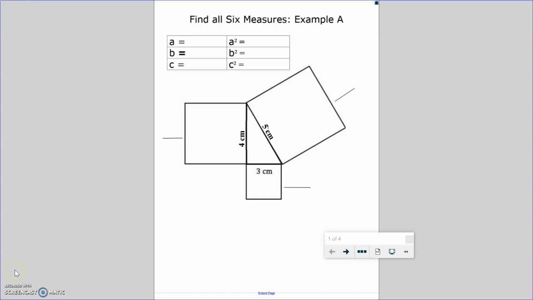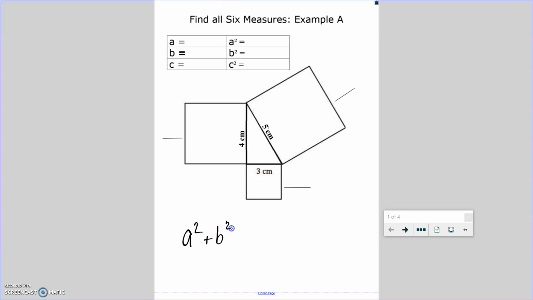So today we are going to be learning about the Pythagorean theorem. Our equation for the Pythagorean theorem is a squared plus b squared is equal to c squared, right? The Pythagorean theorem involves right triangles, okay? So if you can figure out the Pythagorean theorem, you can tell that the triangle is a right triangle.